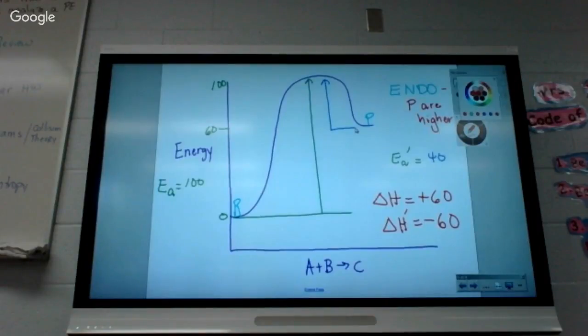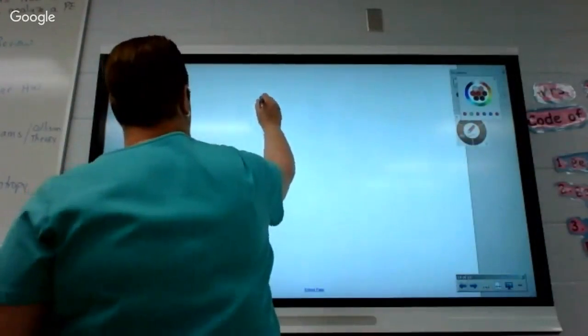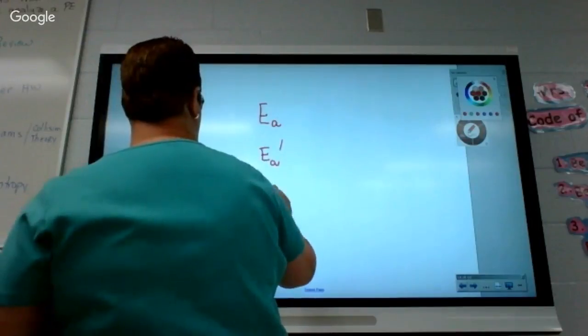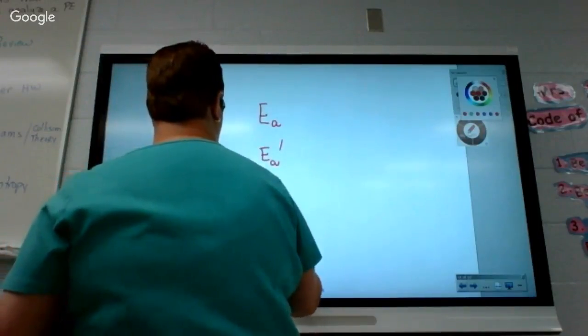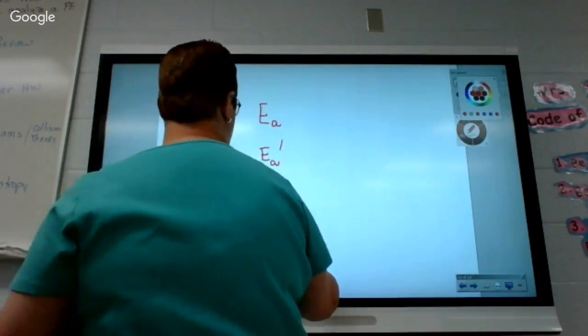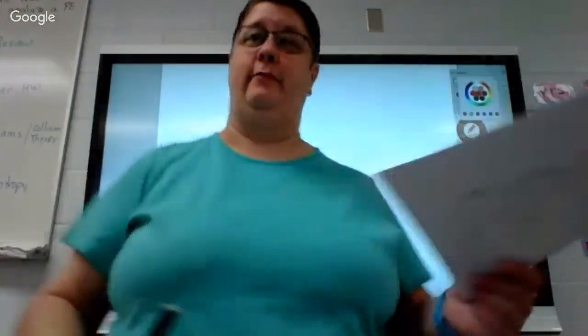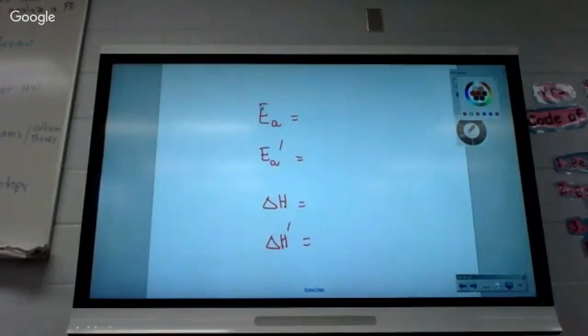I want you to do the two graphs on the front. Find me the answers. You're finding for both graphs EA reverse, delta H, and delta H reverse. Those are the things you're finding in both graphs.